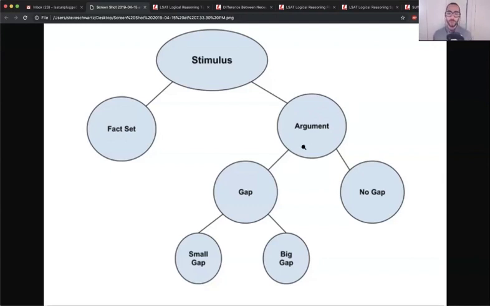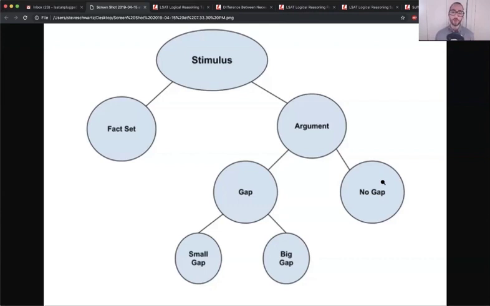Now, arguments have gaps or they don't have a gap. If there's no gap, that would be extremely rare. That would be like saying A requires B, B requires C, therefore A requires C. That would be airtight. You can't strengthen it, you can't weaken it, it's 100% guaranteed. And so for that reason, the LSAT doesn't really contain no gap arguments because they're not very interesting and there's not a whole lot you can do with them.